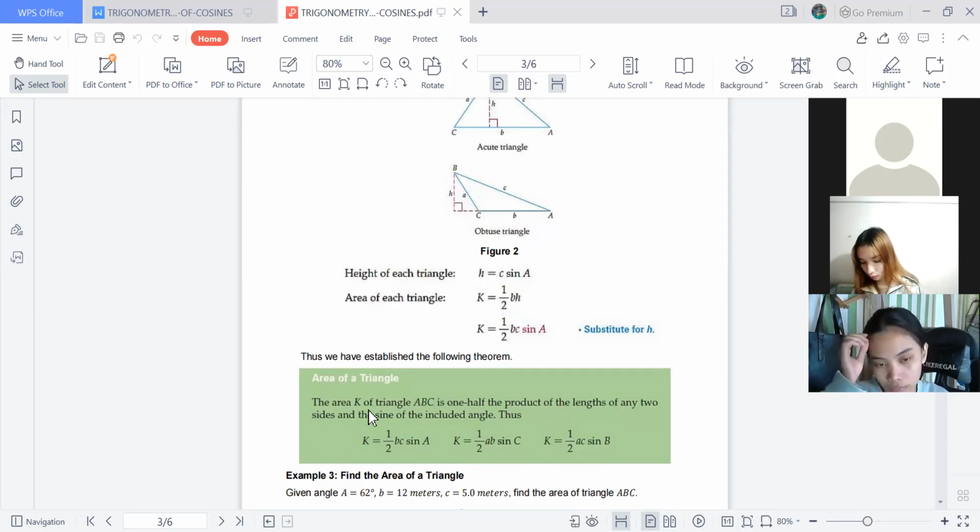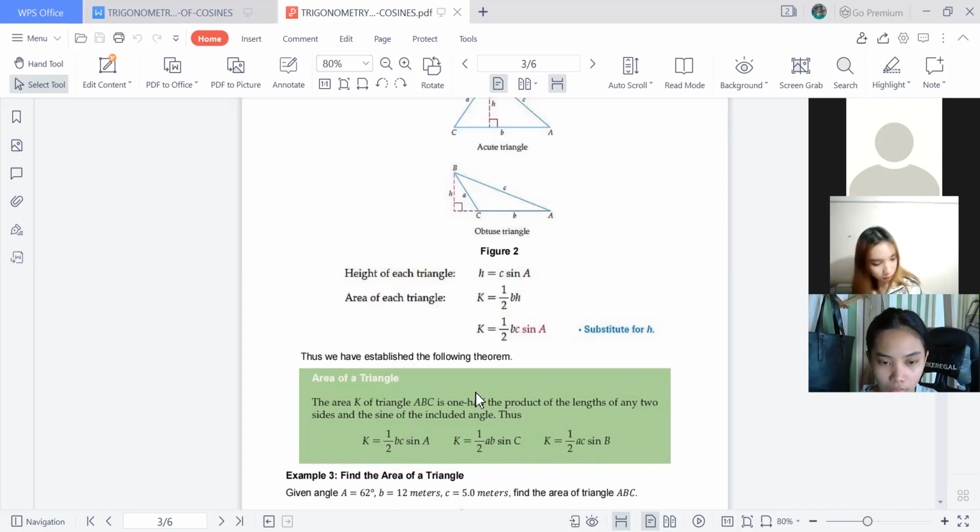The area of triangle ABC is 1/2 the product of the lengths of any two sides and the sine of the included angle. Thus, the area of a triangle is equal to 1/2 BC sine A, or 1/2 AB sine C. Instead of using cosine for the trigonometric function, we'll use sine. K equals 1/2 AB sine C, and K equals 1/2 AC sine B.